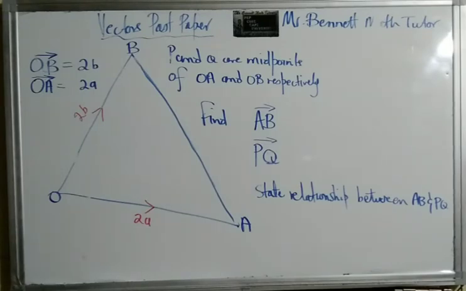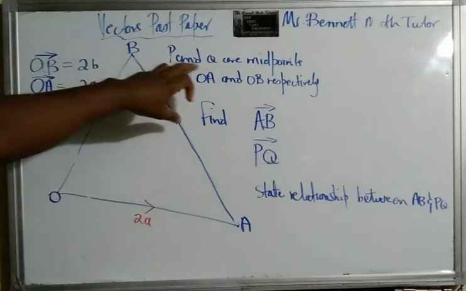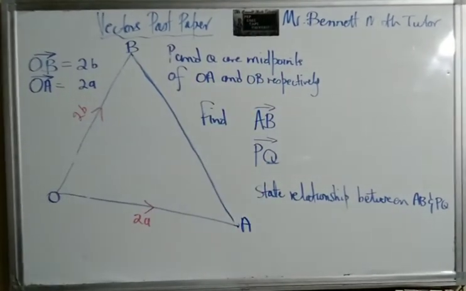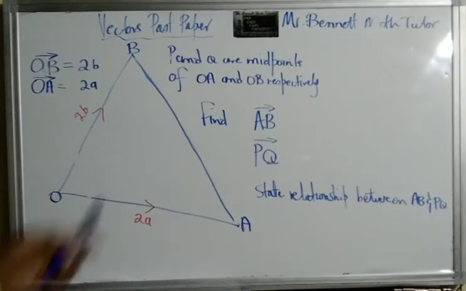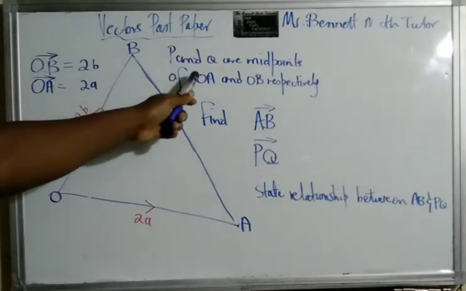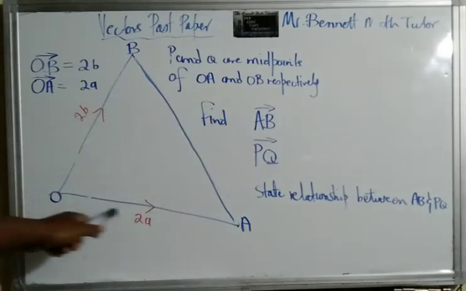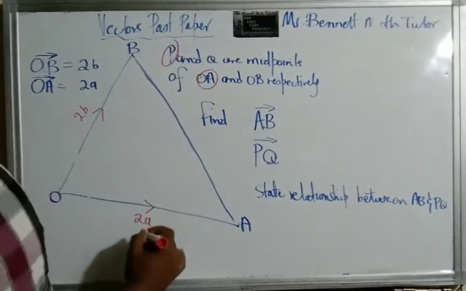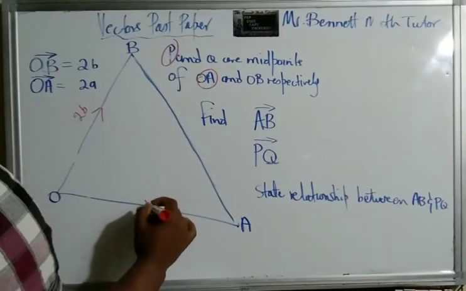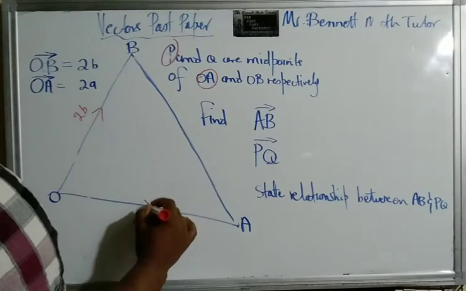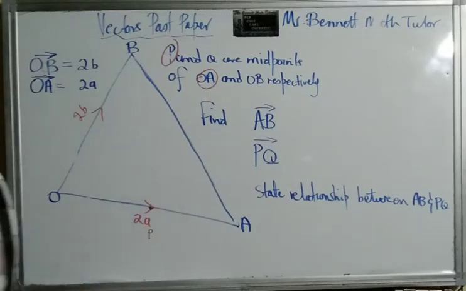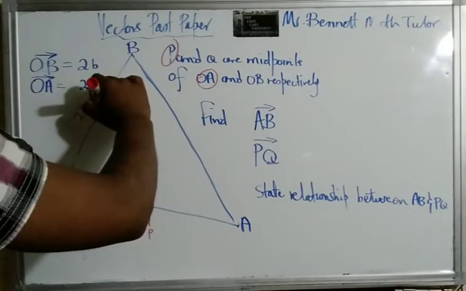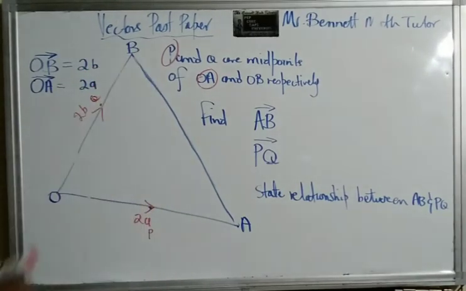And it also gives us some additional information. It says P and Q are midpoints of OA and OB respectively. What respectively means is basically the first one they state. So OA, since OA is the first one, P, we go to OB, right? And it said it's a midpoint, so it's basically a half. So this would be the point P, and Q is the midpoint, so it's halfway. All right.